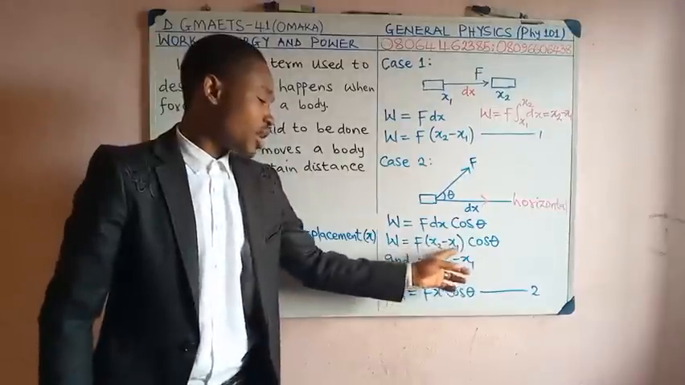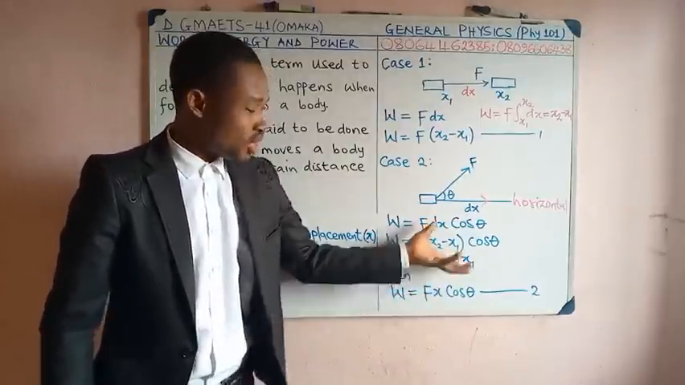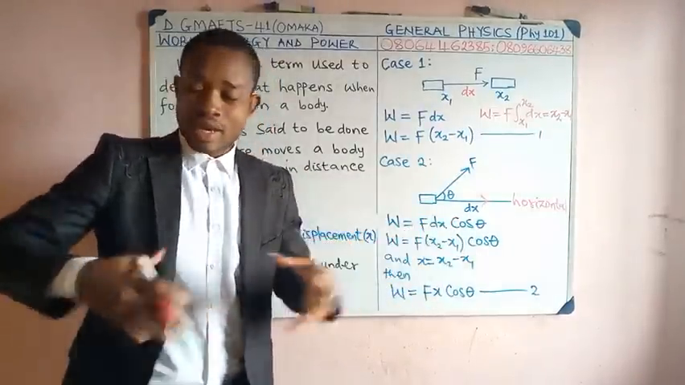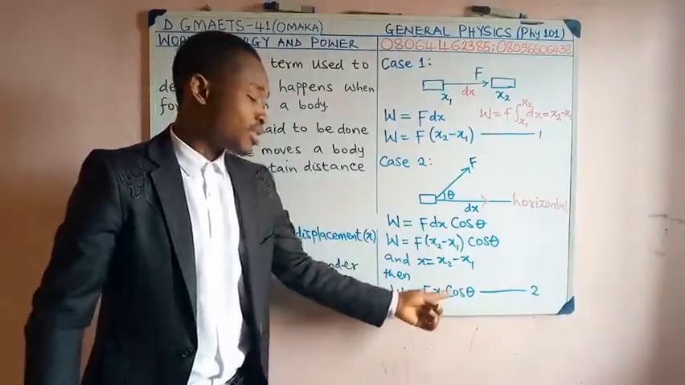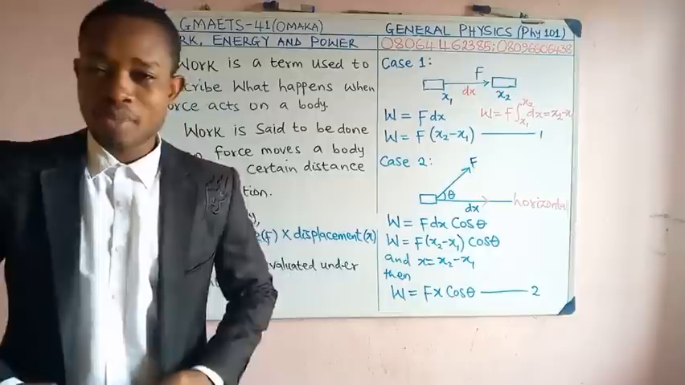So, if x2 minus x1, we simply call it x. Generally, a force inclined at an angle produces a work giving us F times x cos theta. Another important formula to memorize.